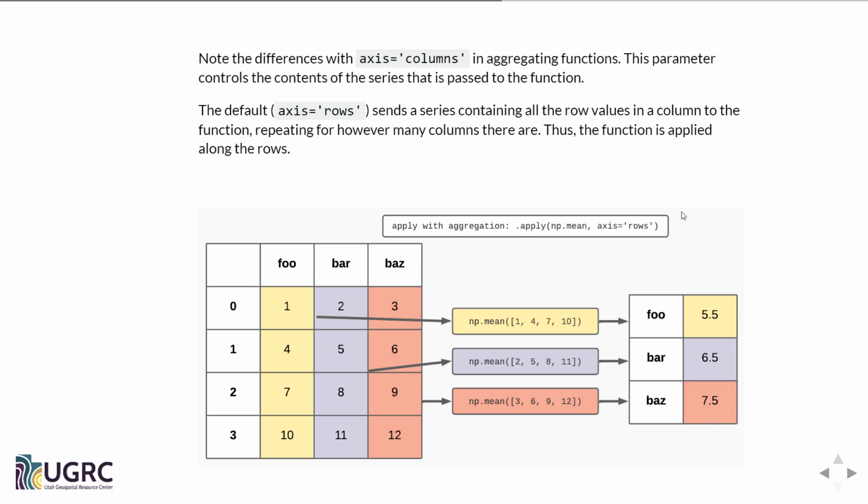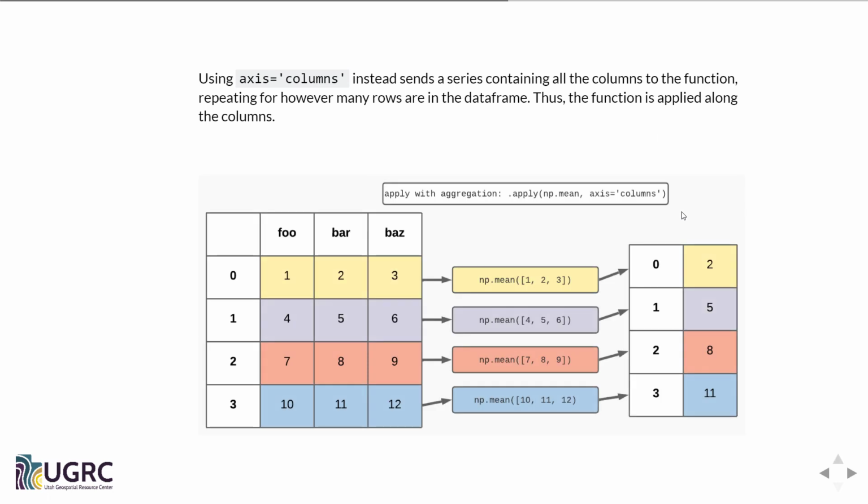Likewise, with columns, we are passing each row to our function, but we're operating on each column in that row. This took me a while to wrap my head around, so that's why I did this visually, so I could say, okay, what's actually happening here?